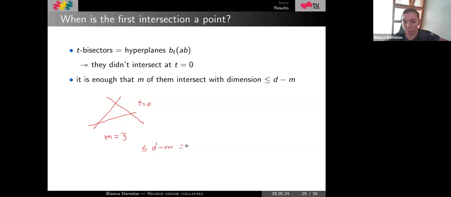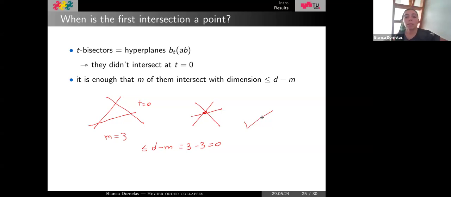Since we are in space, d is 3 and m is 3, so this is 0. And in fact, when they did intersect, we saw before, what happened was exactly a point. So the dimension is 0, and that is good. That is such a set that we want.